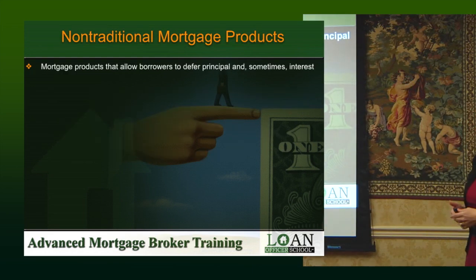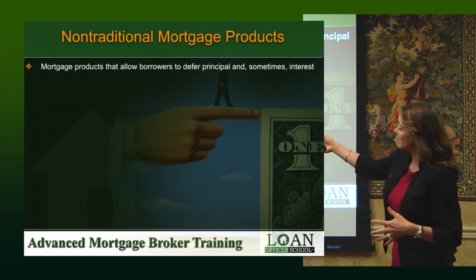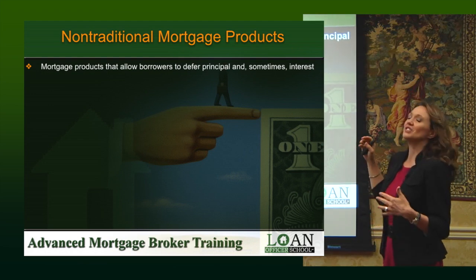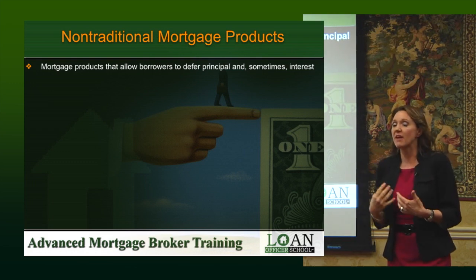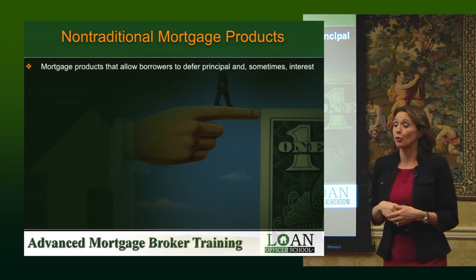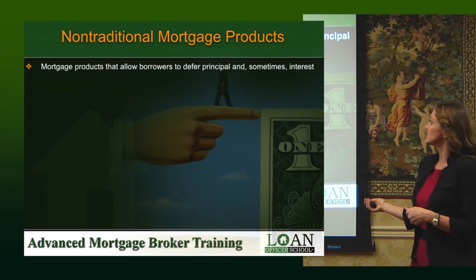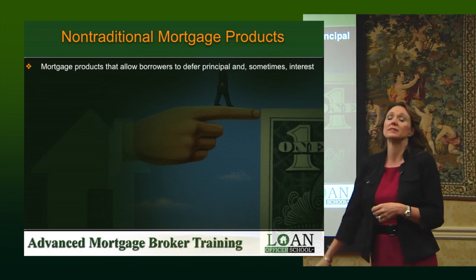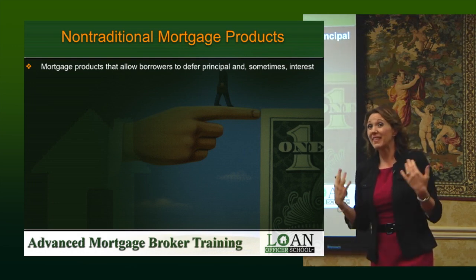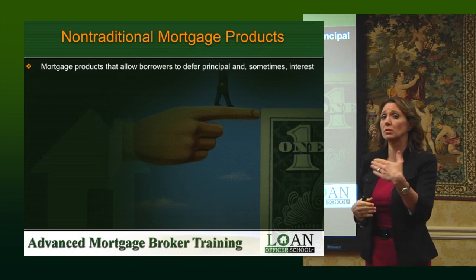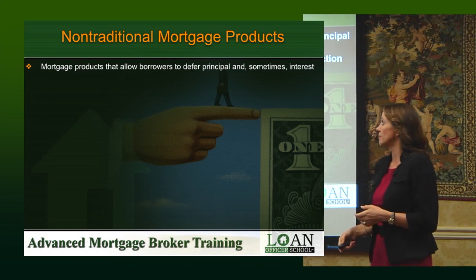All right, now for non-traditional mortgage products. The description of what you see here is that negative amortization thing I demonstrated for you earlier. Mortgage products that allow borrowers to defer principal and sometimes interest on their loan. So again, that's a risky feature. Your principal is going up, and if your value is going down, that's going to become a problem.